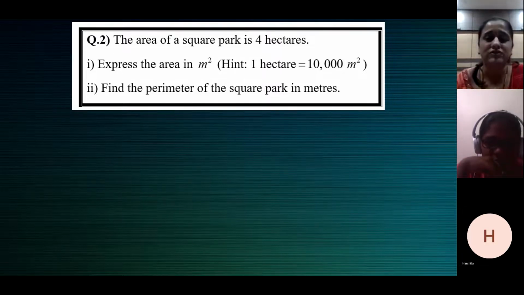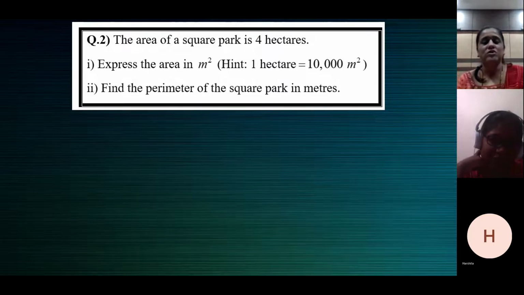Okay. Find the perimeter of the square park in meters. What's the answer? What's the perimeter of the square park in meters?